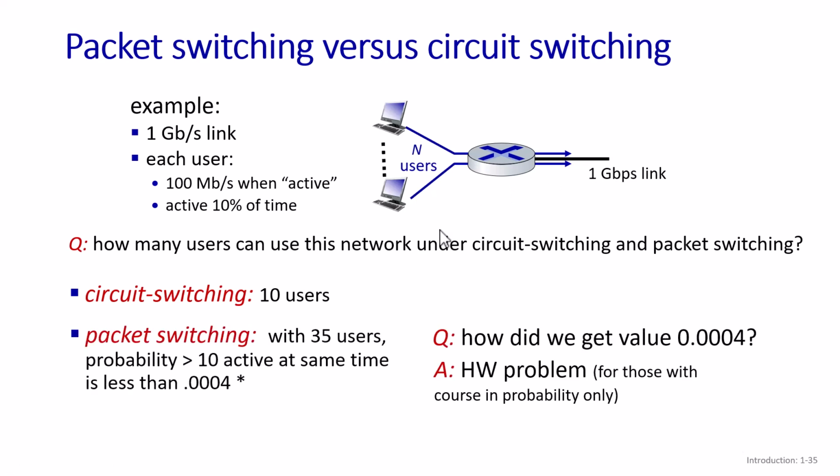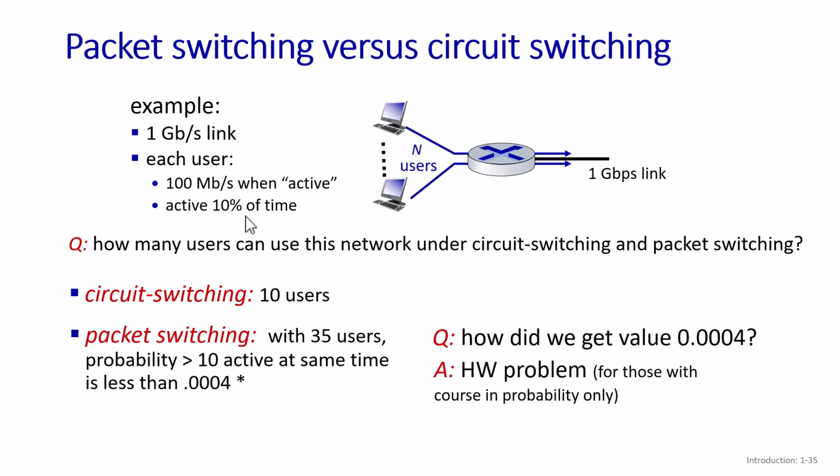But with packet switching, remember that our users are not active all the time. They are only active 10% of the time. They have data to send only 10% of the time, but 90% of the time they don't have any data to send. So with this in mind, we can have more users than circuit switching. When we calculate it with 35 users, the probability of more than 10 users active at the same time is less than 0.0004. So it's very unlikely that more than 10 users will be active. So we may achieve more utilization than circuit switching.